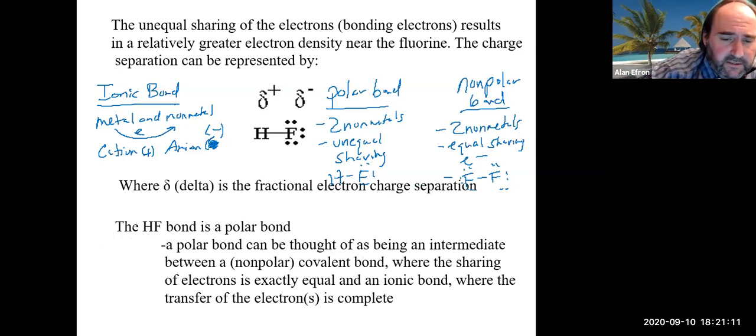Any questions on those three types of bonds or bonding that's happening here? Okay. If you have questions, feel free to ask.